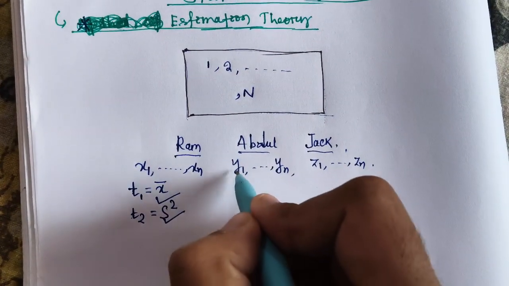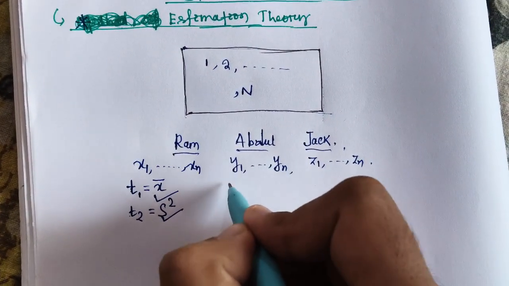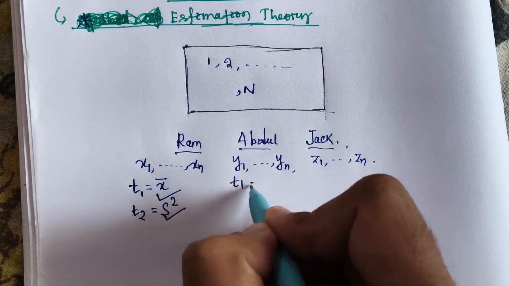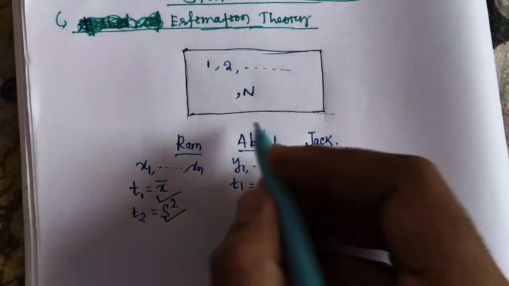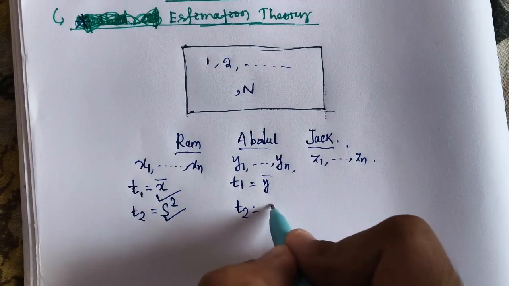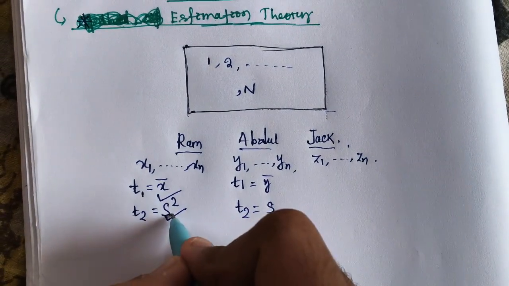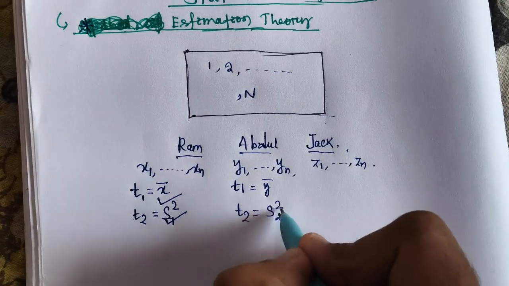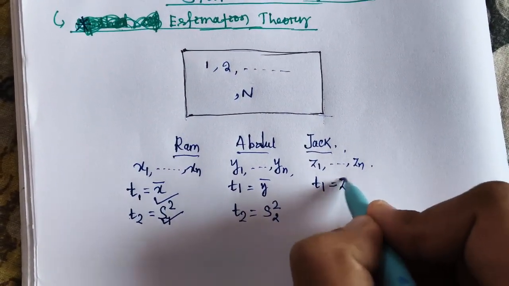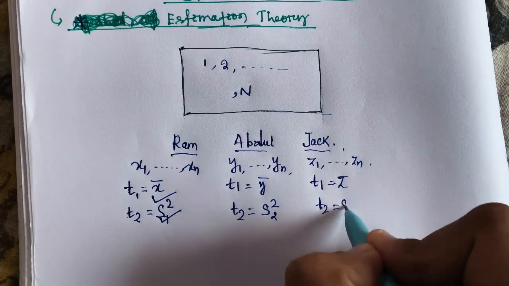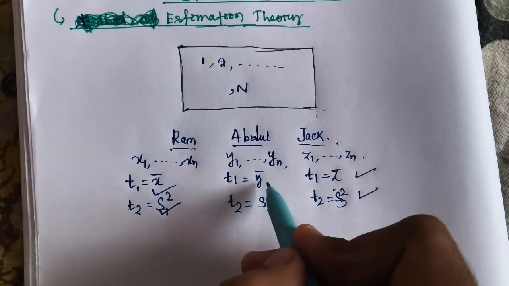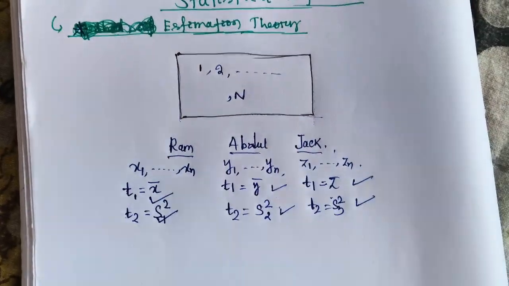Similarly I can take here for Abdul t1 as y bar, so it can be an estimator. t2 equal to s2 square, it can be an estimator. Similarly here z bar, t2 equal to s3 square, so this can also be an estimator of the population.